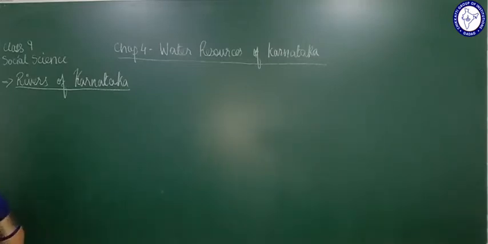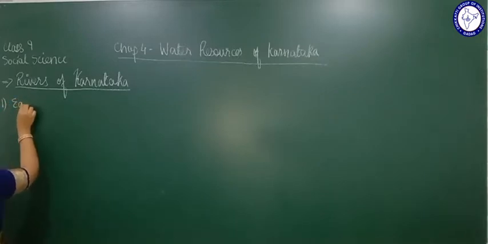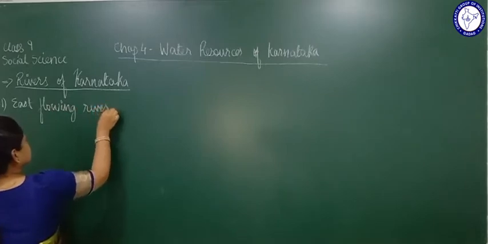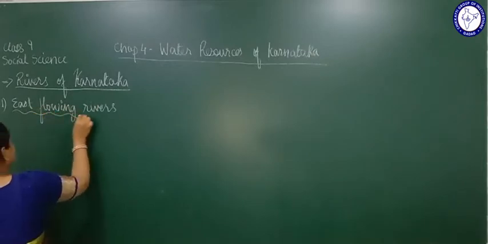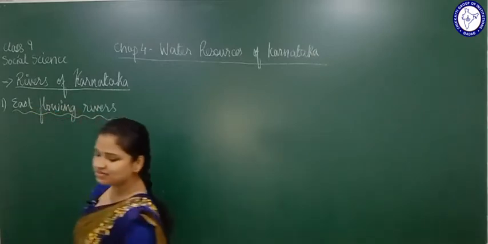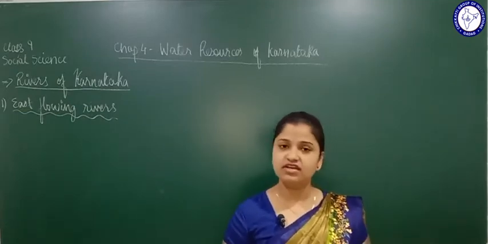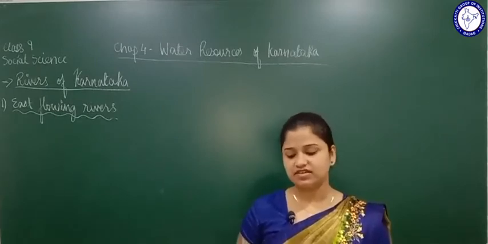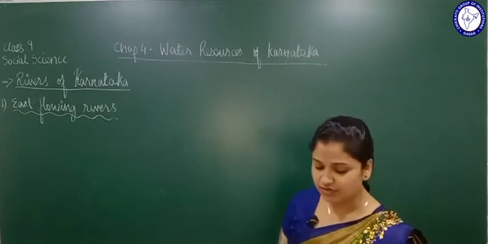So first of all, let's start by talking about the east flowing rivers. Okay, let's talk about the east flowing rivers. So there are three major rivers here which are flowing in the east, that is river Krishna, river Kaveri and the Pennar and the Palar rivers which flow in the east direction, and they join the Bay of Bengal.